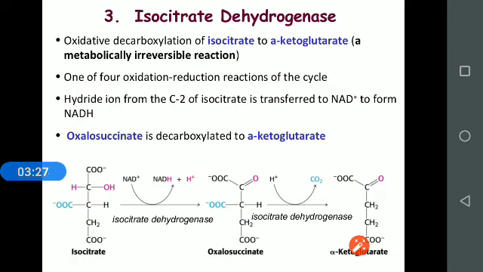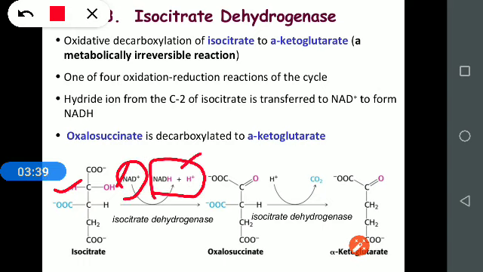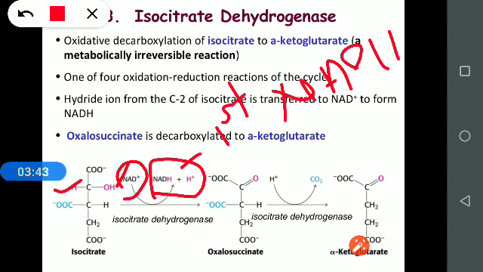First, the hydride ion from the C2 carbon. What does the hydride ion mean? These are the hydrogens that are carried by NAD plus, which is converting into NADH. Here the first NADH is produced, which will enter into the ETC cycle, in the presence of isocitrate dehydrogenase.